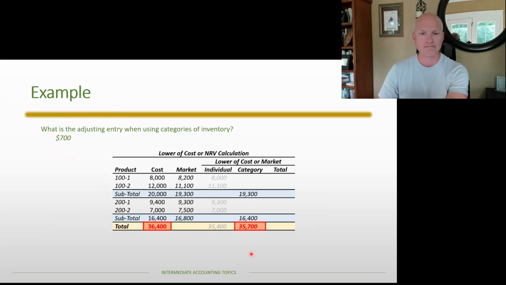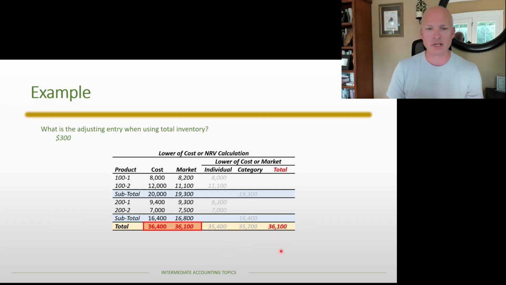All right. For the next one, now we're just going to do the total. For the total, we're going to compare the total cost to the total market, and again we're going to use the lower of the two. In this case, the market in total is less, so that's what we would carry over. In that case, we would mark down instead of 1,000 or 700, we would only mark down our inventory 300. Again, the more we aggregate, the more certain losses get offset by other items that don't have a loss, and that dilutes the effect.